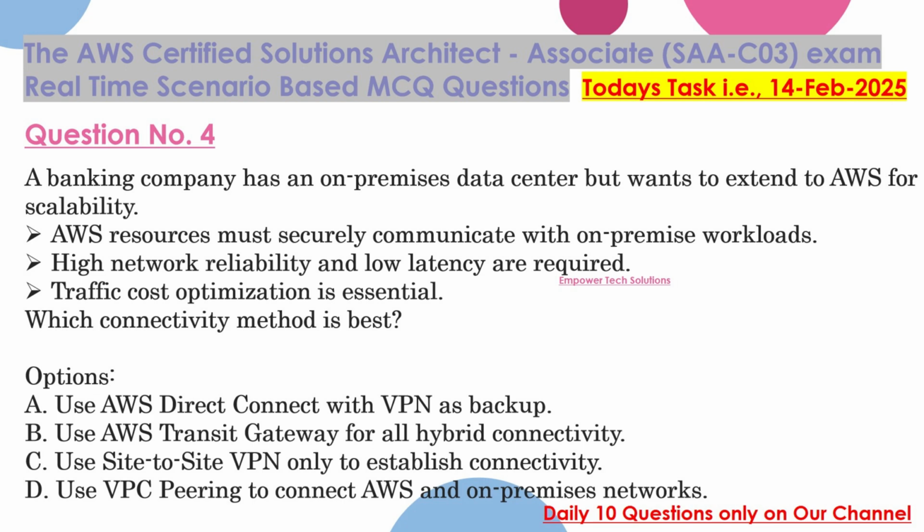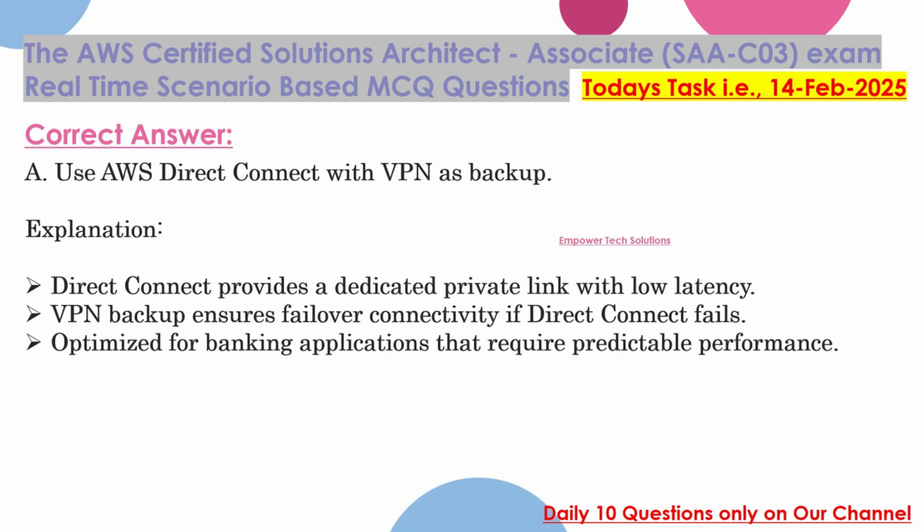Options: A. Use AWS Direct Connect with VPN as backup. B. Use AWS Transit Gateway for all hybrid connectivity. C. Use site-to-site VPN only to establish connectivity. D. Use VPC peering to connect AWS and on-premises networks. Correct answer: A. Use AWS Direct Connect with VPN as backup.